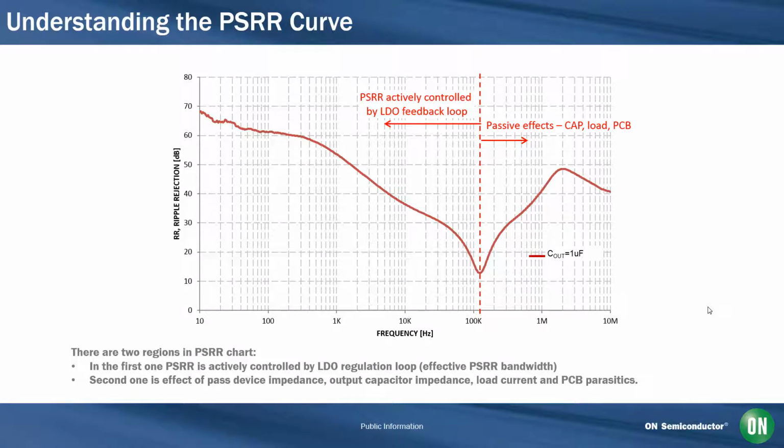So this has an input based upon the PSRR capability of the LDO and the bandwidth of the device. The second half, which is on the right-hand side, this is more an impact of passives that are in the system. Capacitors, load current, PCB layout. So those are also very important in the total system design, but not impacted by the selection of an LDO.